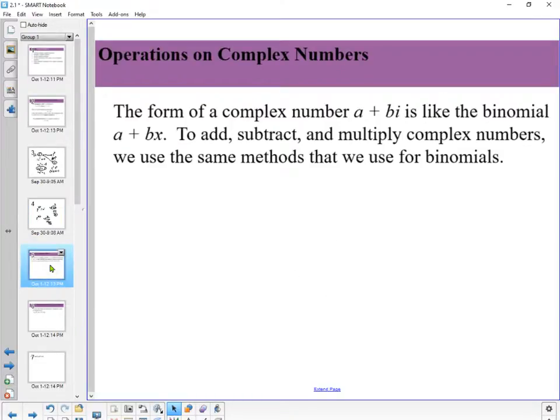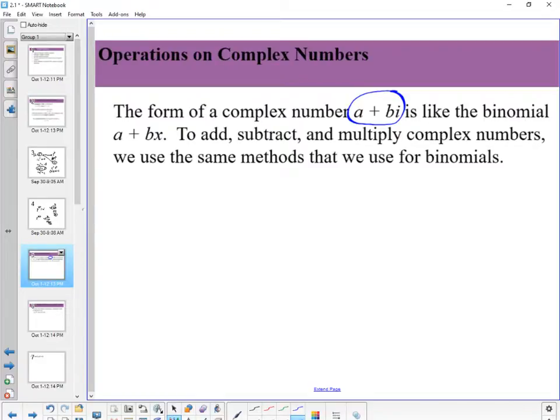Now, here's something very important to know. If they ask you to write a complex number, complex numbers have a real portion and an imaginary portion. Okay? Listen to what I just said. Complex numbers have a real portion and an imaginary portion, right?